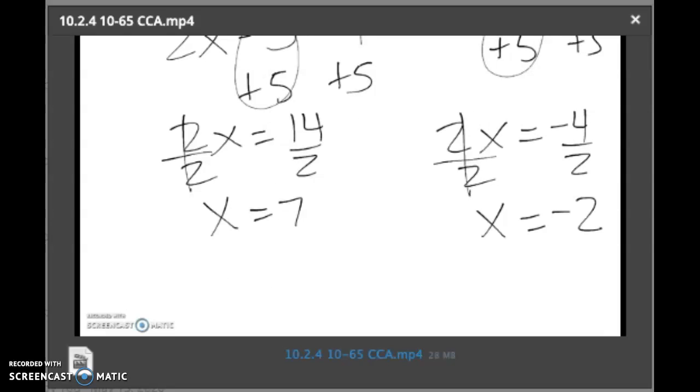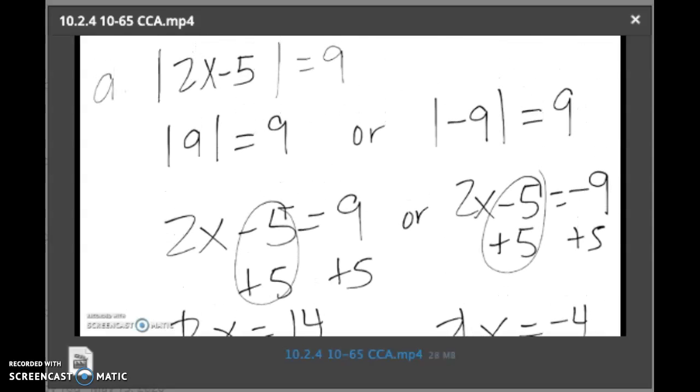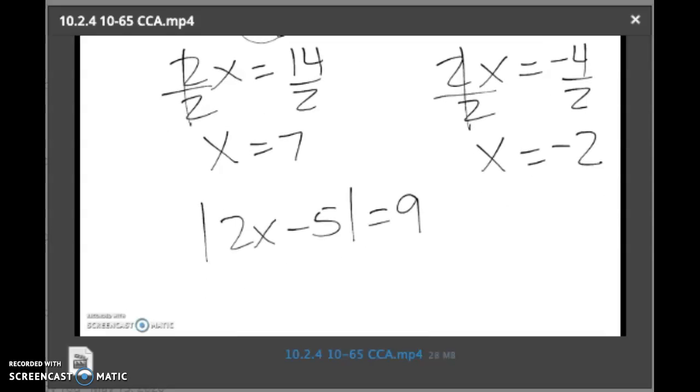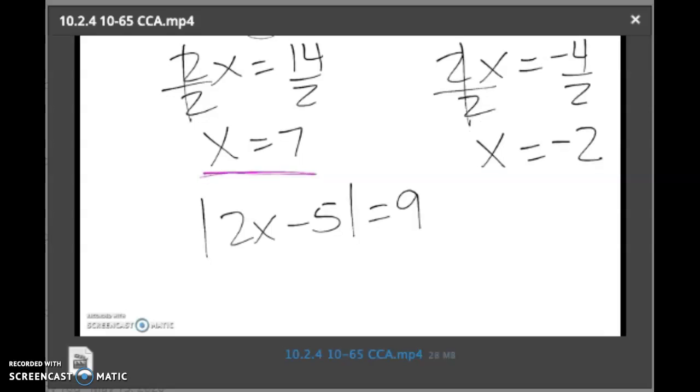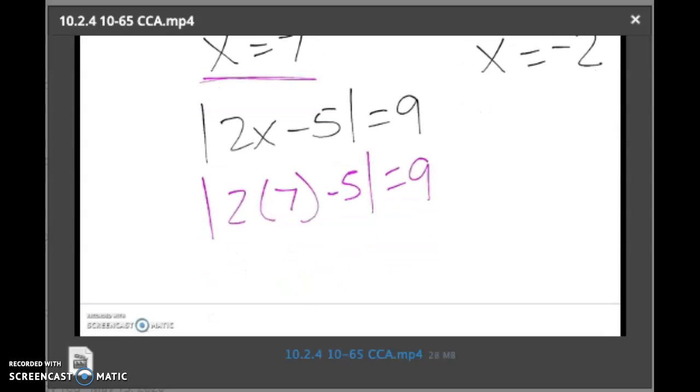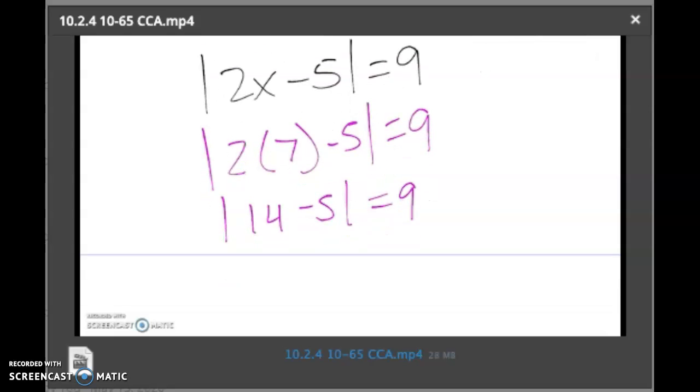Now I'm going to take these and put them into my original equation and make sure I'm correct here. So I had the absolute value of 2x minus 5 equal to 9. Just to check that this makes sense, if I replace x with 7, I have the absolute value of 14 minus 5 equal to 9. So I get the absolute value of 9 equal to 9, which is correct, right? The absolute value of 9 is 9.